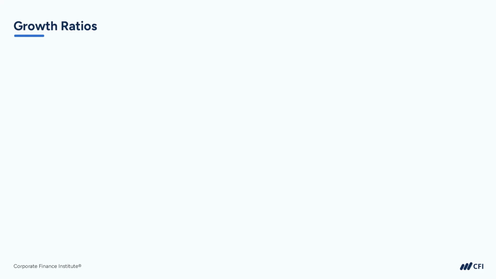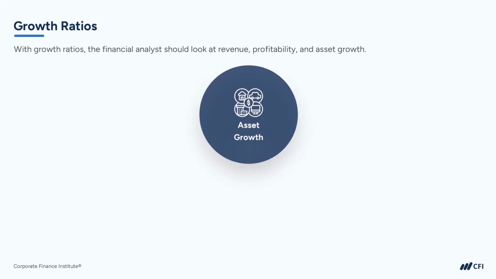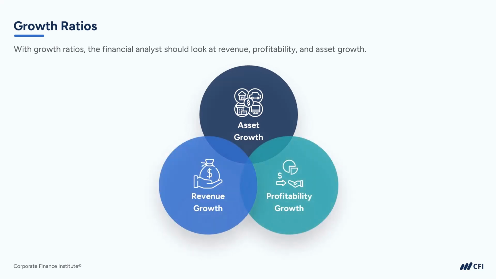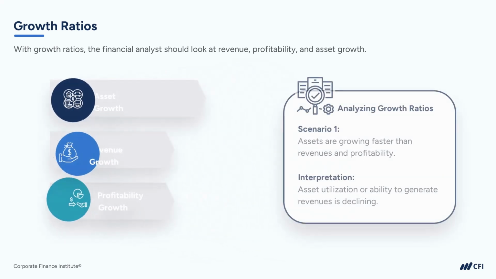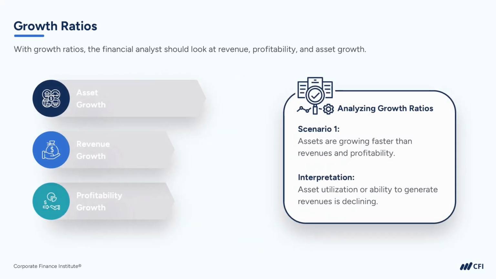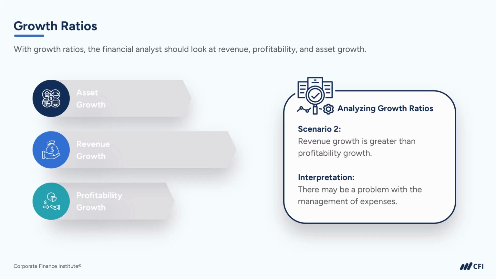With growth ratio trends, the financial analyst should look at revenue, profitability, and asset growth. We also want to look at the relationship between these 3, those being asset growth, revenue growth, and profitability growth. Imagine a scenario where our assets are growing faster than either our revenue and profitability. Here, our asset utilization, or ability to generate revenues, is declining. Now imagine a second scenario where revenue growth is greater than profitability growth. Here, we may have a problem managing our expenses.